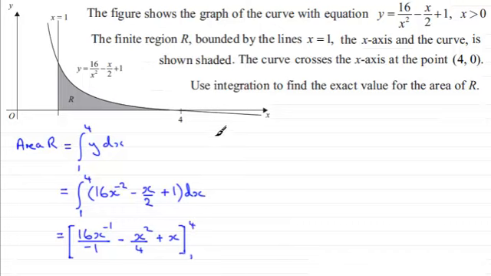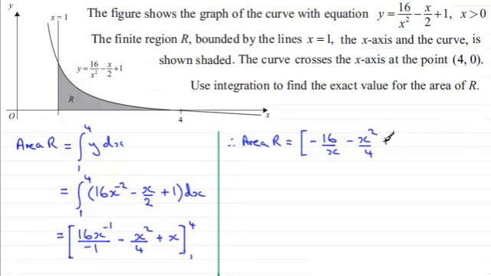So that means our area R is going to equal, well, we just need to substitute our values in. In fact, before I substitute in, I'm just going to clean that up. We've got minus 16 multiplied by x to the minus 1, which is 1 over x, giving us minus 16 over x. Then minus x squared over 4, and then plus x. And that is going between the limits 1 and 4.